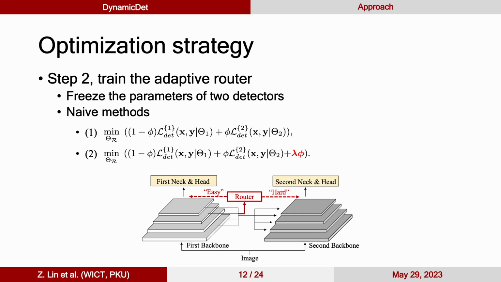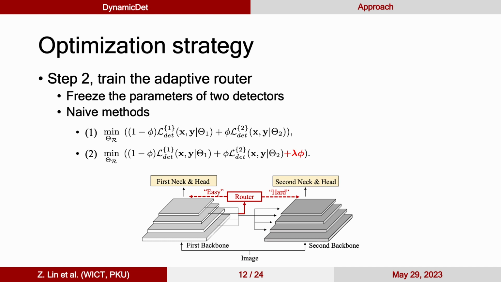Then, we train the adaptive router to automatically distinguish the difficulty of the image. We first freeze the parameters of the two detectors. Here, we give two naive methods. If we directly optimize the router without any constraints, as in method 1, the router will always choose the most accurate detector as it allows for a lower training loss.